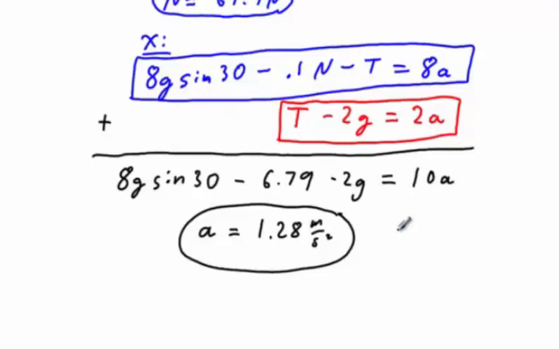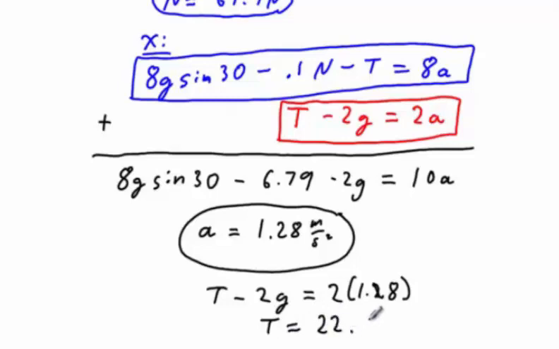Now that we've solved our two simultaneous equations for one of the two unknowns, the acceleration, we simply need to plug this acceleration back into either of the two equations. I'd like to choose the simpler of the two equations and solve for the final unknown. This will yield tension minus 2g is twice the acceleration of 1.28, or the tension is equal to 22.16 newtons.